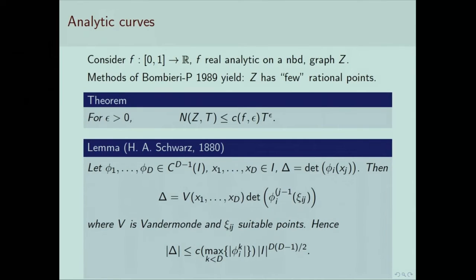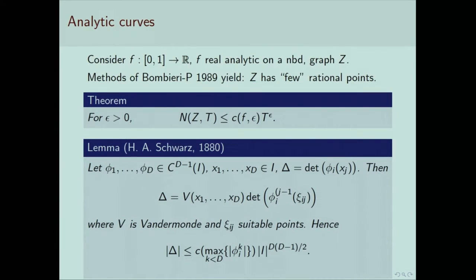proof of this theorem, which depends on this lemma of Schwarz, a kind of mean value theorem. So in the lemma, you have capital D functions, each of which has D minus 1 continuous derivatives on some interval, and you have capital D points in the interval. And you let delta be the determinant of the functions evaluated at the points. And the theorem is that this delta is actually equal to the Vandermonde on your points multiplied by some kind of determinant of derivatives at some suitable intermediate points.